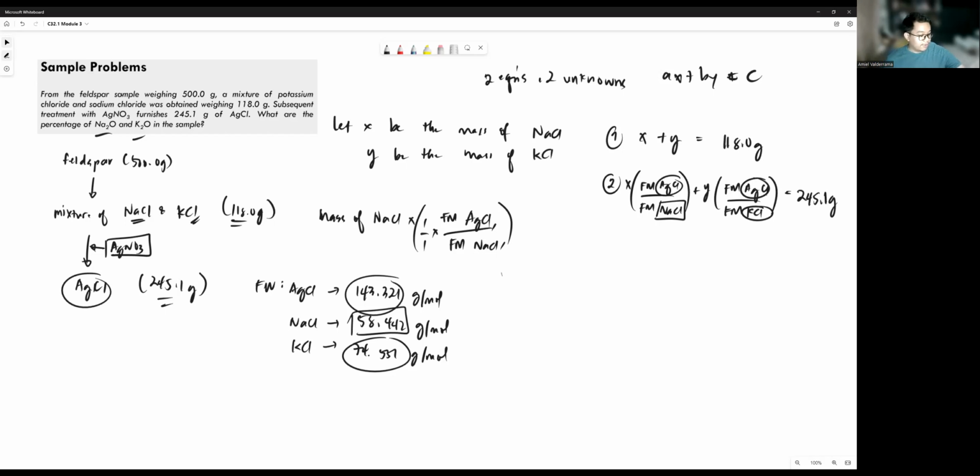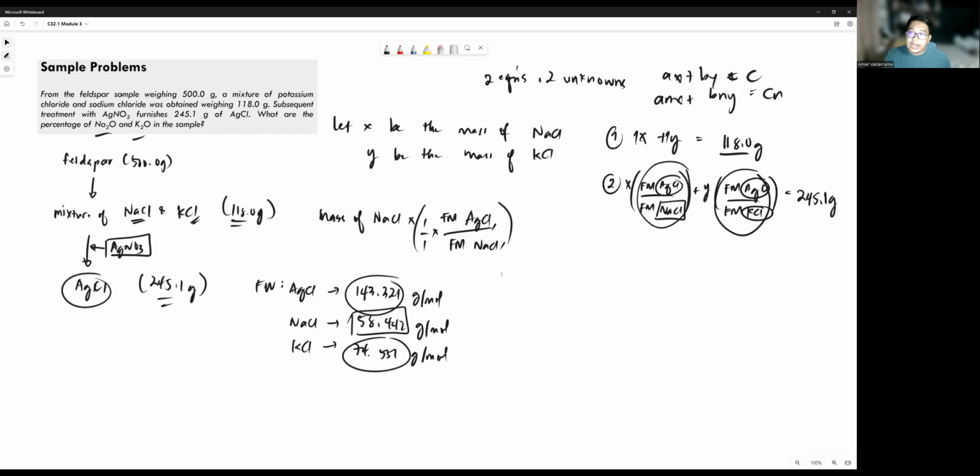Let me check kung ganito nga yung form natin sa calculators. So sa calcu, meron pa palang n sa gitna. So AnX plus BnY equals Cn. Okay? You may choose that and just enter the coefficients of your equation. So dito, you have 1, 1, and 118. And for the second equation, you have the ratio of the two and 245.1.